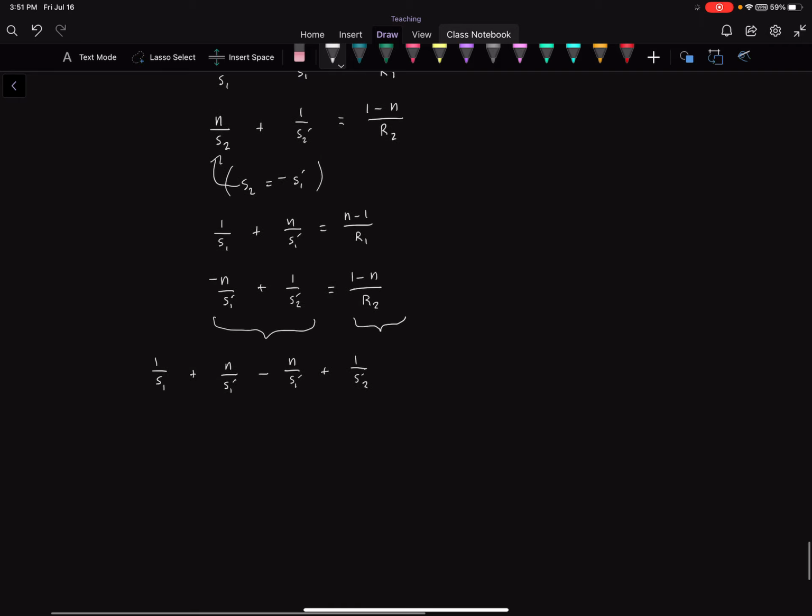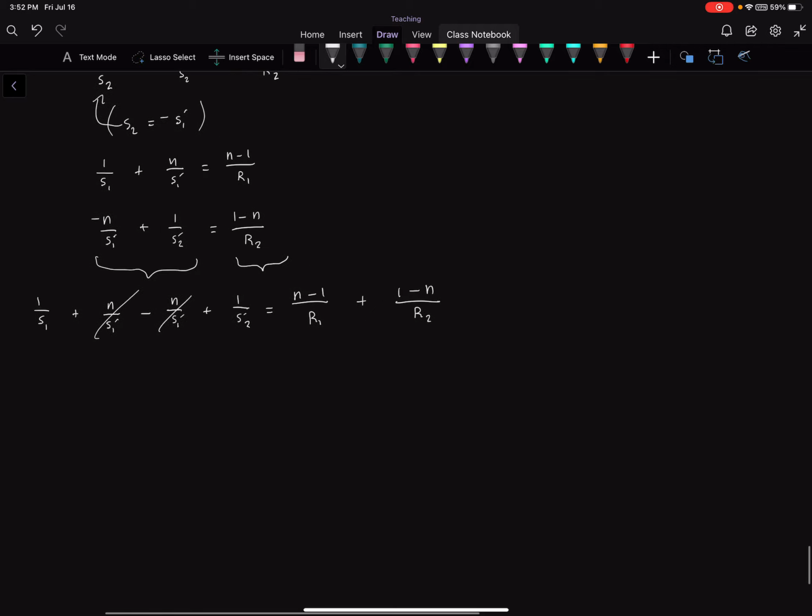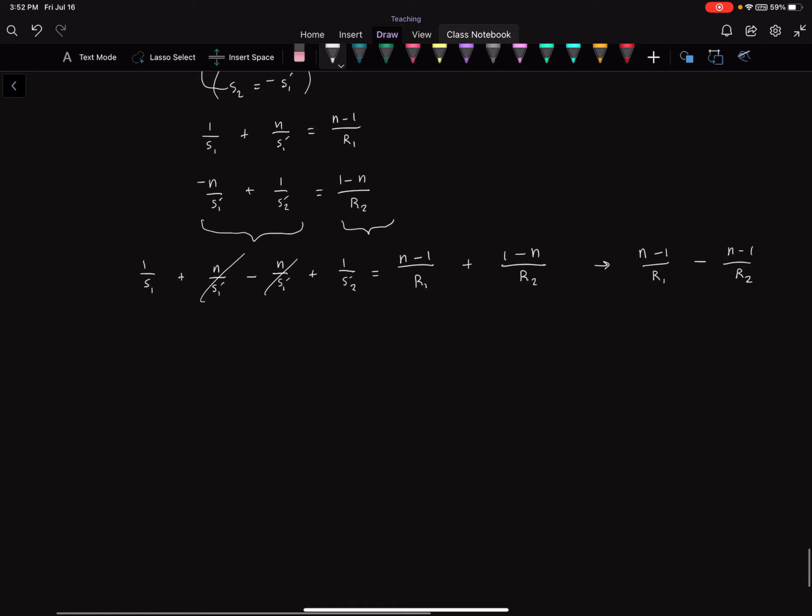So that means these cancel out. That's what I was expecting. And we have on the right side the addition: n minus 1 over r1 plus 1 minus n over r2. As a quick aside, let's rearrange that to n minus 1 over r1 minus n minus 1 over r2. So we have 1 over s1 plus 1 over s2 prime is equal to n minus 1 times 1 over r1 plus 1 over r2.